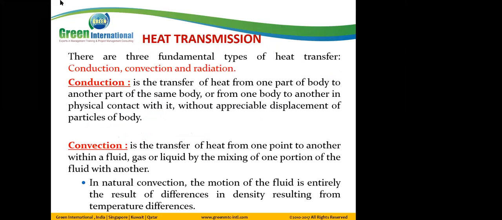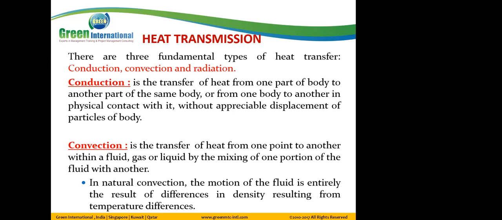Heat transfer fundamentally has 3 types of methods: conduction, convection, radiation. These are the very basic. Conduction is heat transfer from one part of the body to another part of the same body, right? That's the heat transfer from one plate to the next plate. Or from one body to another body through physical contact. That's called conduction.